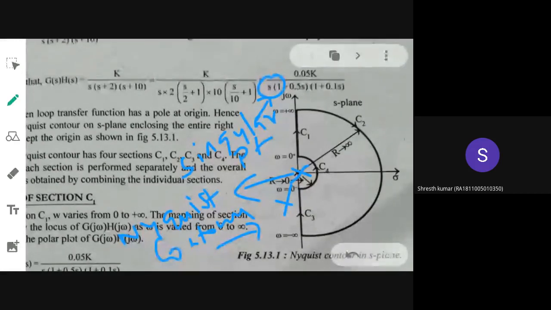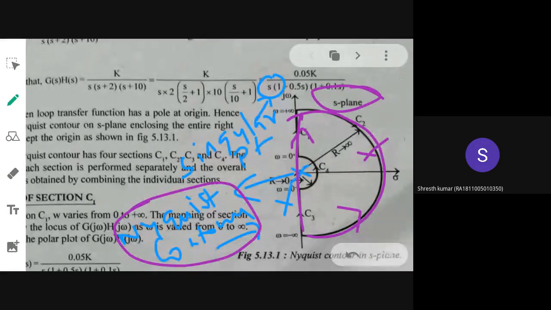Usually it will be drawn like this, like I am drawing. Like this it will be drawn. That is, it will be made to cover the entire right half of the S-plane. That contour is called the Nyquist contour. But in special cases when you are having a pole located at origin, that is a singular point, this Nyquist contour should not pass through this. Okay, so you will take a bypass and one additional segment will come in this case. That segment will be C4.